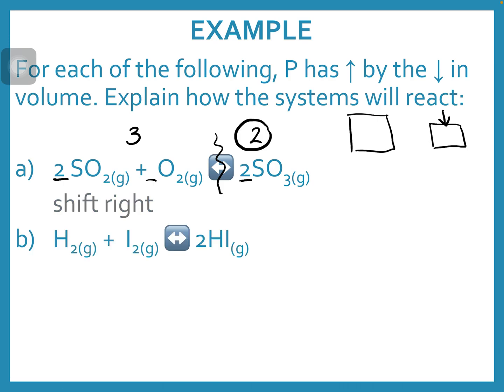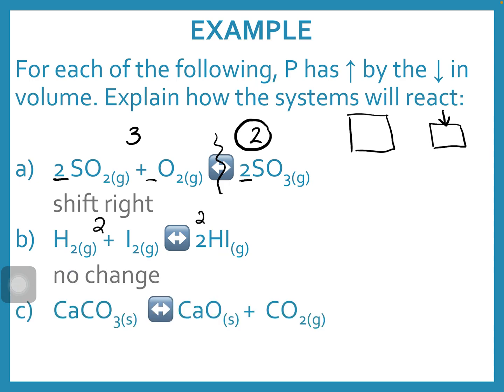Over here, I have 1 and 1 for a total of 2. And I also have 2 on this side. So there's no difference. It doesn't matter whether it goes in the forward or reverse direction. We're not going to change the number of molecules there are. So here, there's going to be no change to equilibrium.